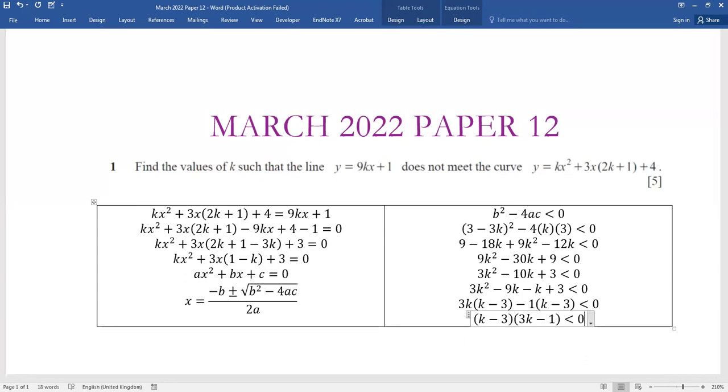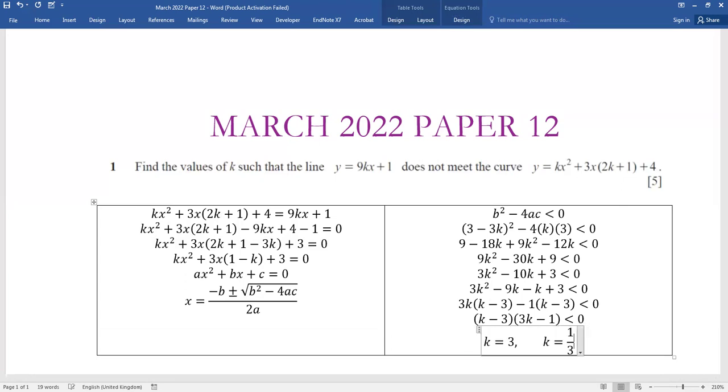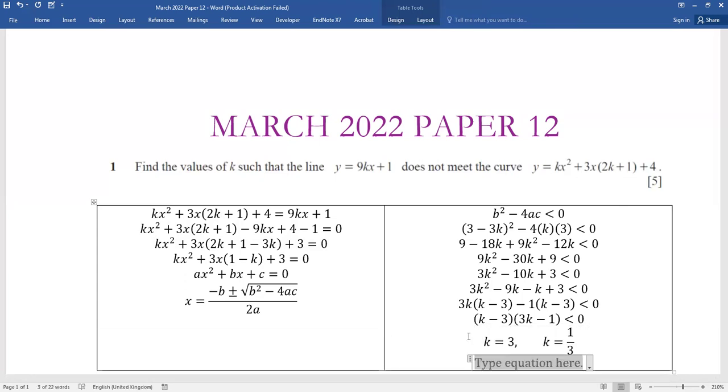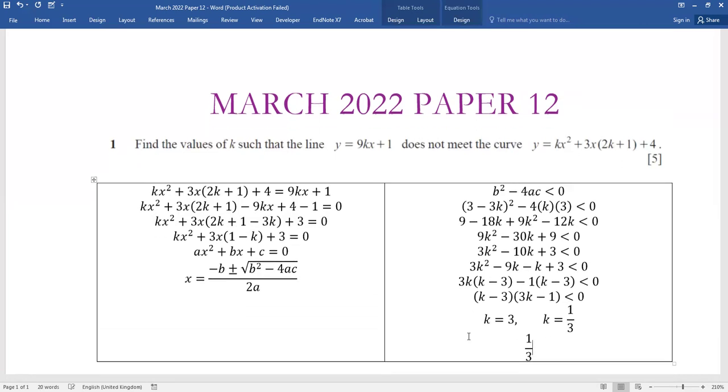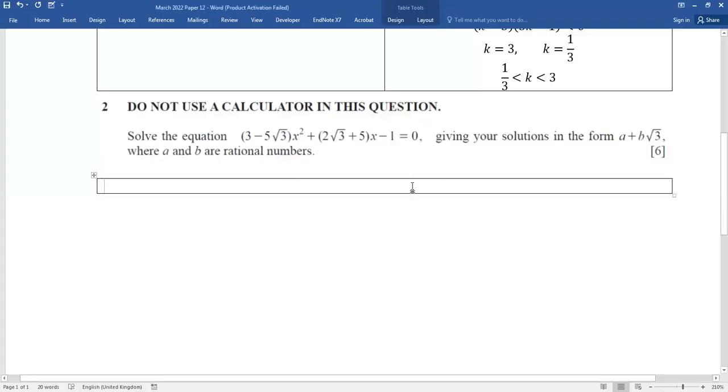How do we solve quadratic inequalities? We sketch the shape. This will be a happy face. It will give me two critical values, k = 3 and k = 1/3. Now less than 0, that means trace the solution and we will end up getting k as this. Is this clear? No, we do not have to simplify in this one.